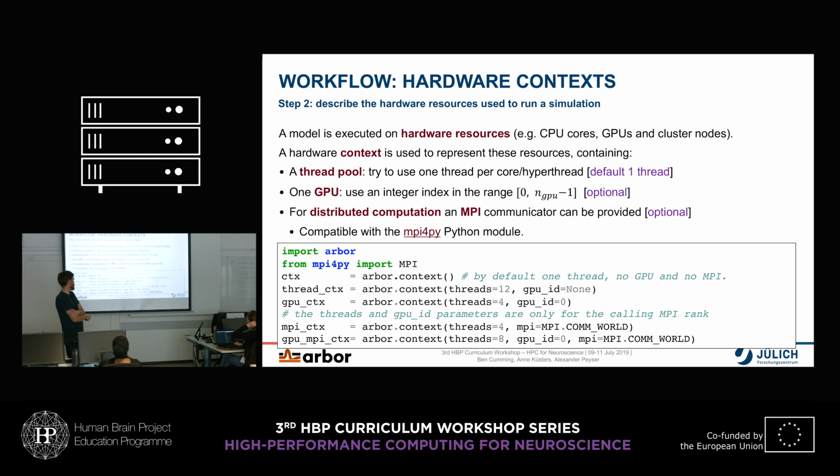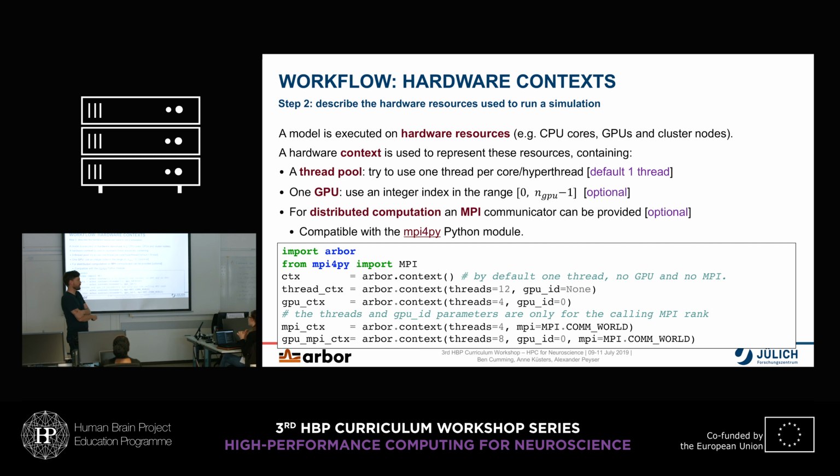So to describe the hardware resources, we use an Arbor context. If you just create one by opening and closing the brackets without providing any arguments, that gives you the default context, which is just 1 CPU thread. I think we're going to change that pretty soon to automatically detect how many cores are on the system it's running on and use that number. But at the moment, it just uses 1 thread.